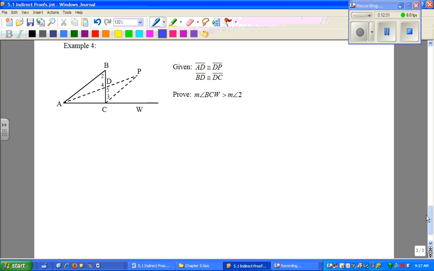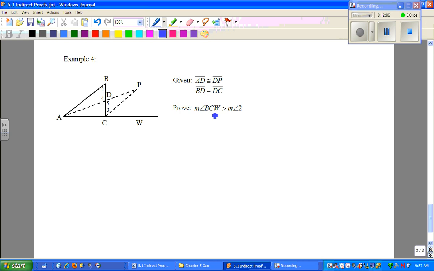And the last theorem here proves that idea up on top of saying that BCW, which is this angle here, which is the exterior angle, has to be greater than either one of the two remote interior angles. Okay, because what do we know? We know that AD is congruent to DP. BD is congruent to there. And we also know that angle 4 and 5 would be congruent because they're vertical. So we can prove that triangle ADB and DCP are going to be congruent by side, angle, side. So let's do that.